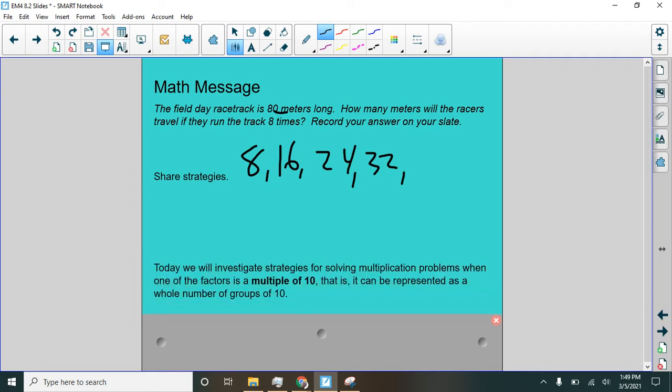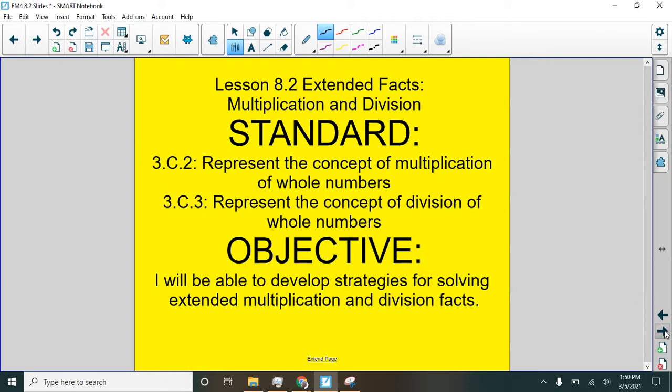Okay, today we will investigate some strategies for solving multiplication problems when one of the factors is a multiple of 10. That is, it can be represented by whole groups of 10. Okay, this is a multiple of 10. The way you know if a number is a multiple of 10 is if you count by tens, do you say that number? 80 is a multiple of 10. So we'll come back to this, and I'll let you know the answer at the end.